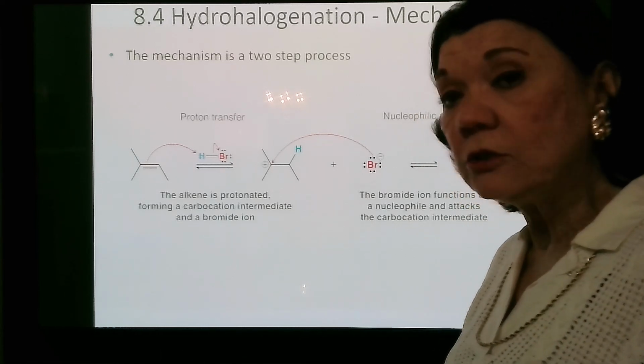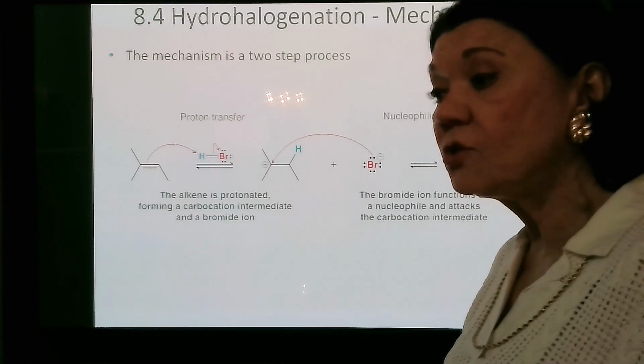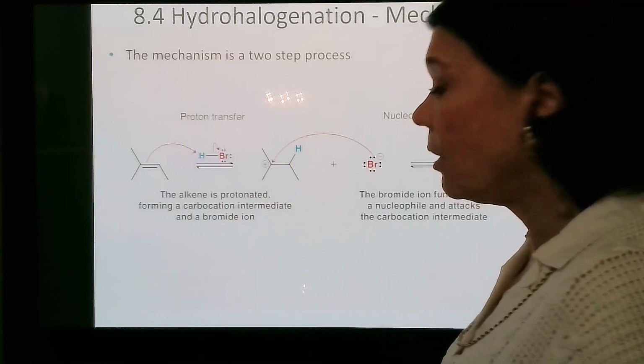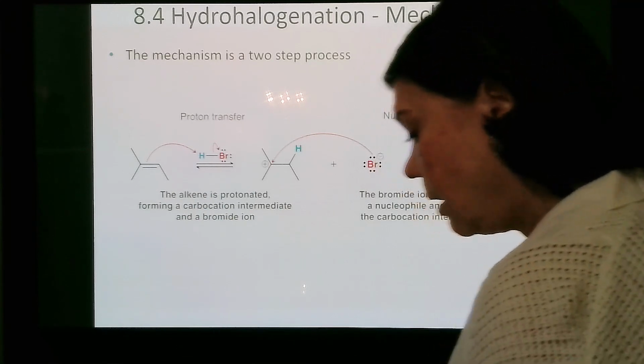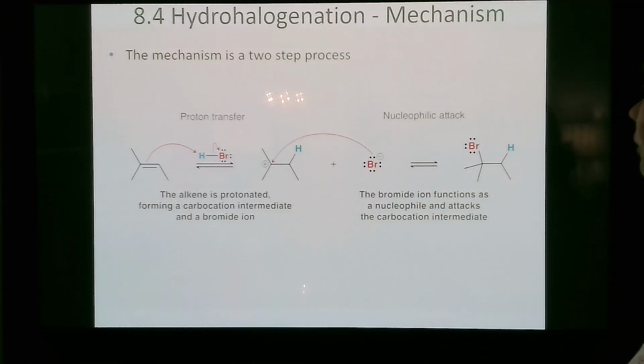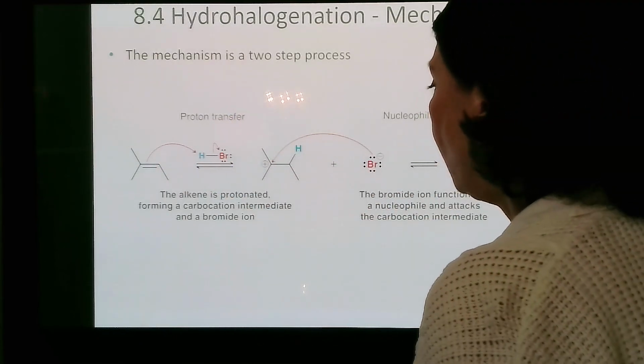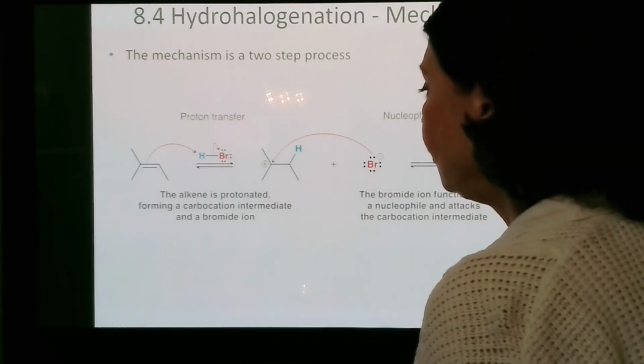So the important step, the step that determines the regiochemistry, is the first step, the attack on the proton. Where does the proton go? You have to remember that. It's the first step, the proton transfer. That's what is important. That determines the regiochemistry.